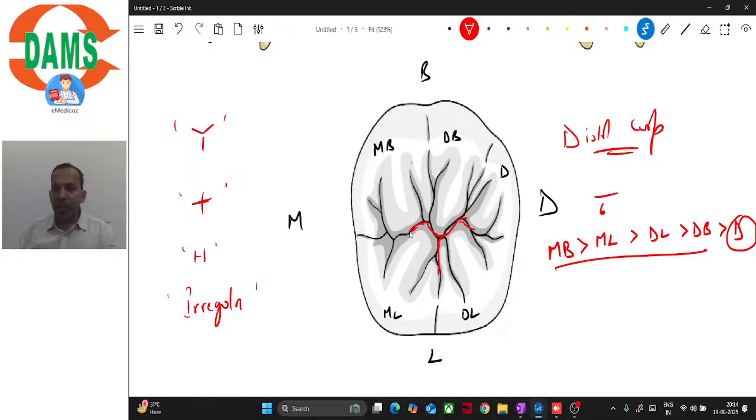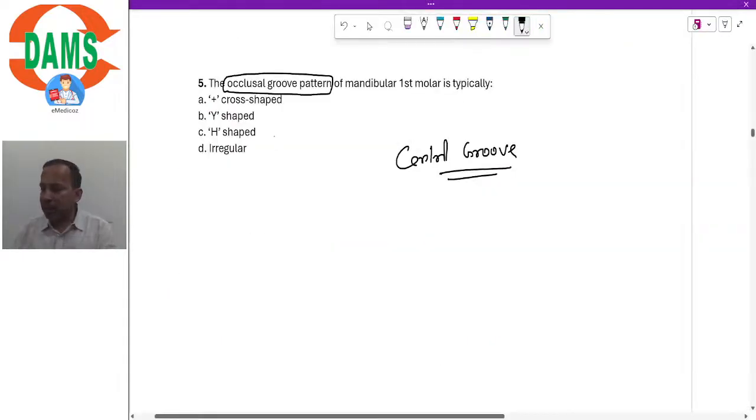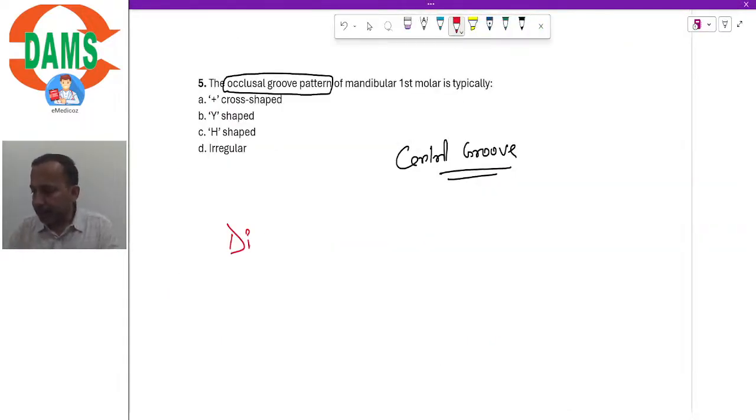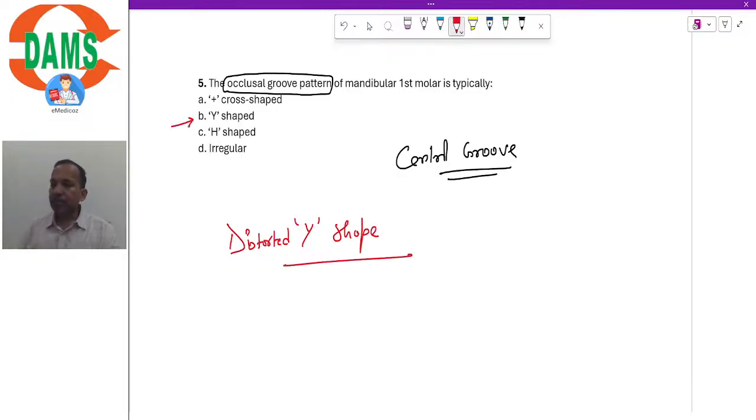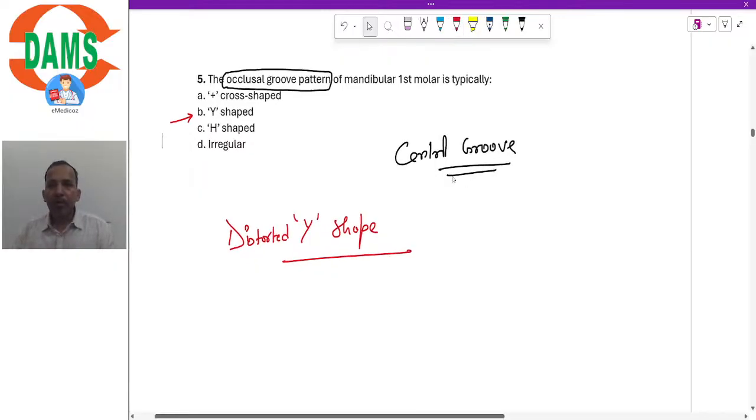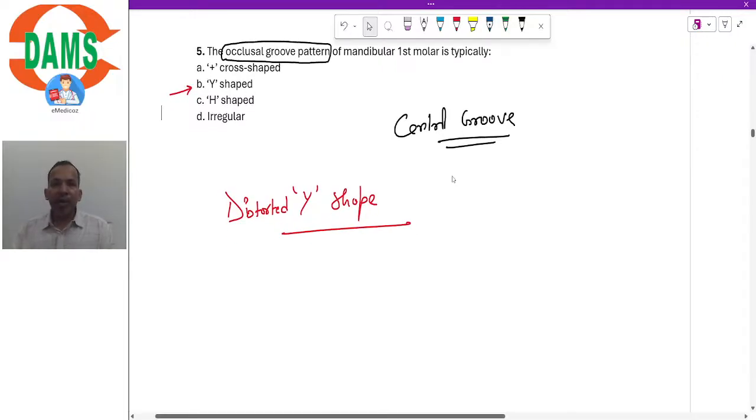So the correct answer here would be option A, that is Y shape. So it is a distorted Y shape, isn't it? It is a distorted Y shape. तो अगर हम इसे exactly बोलना चाहें तो हम क्या बोलेंगे? It is a distorted Y shape, isn't it? So option B is the best option amongst these 4 options. Is it clear? So shall we go to the next question?